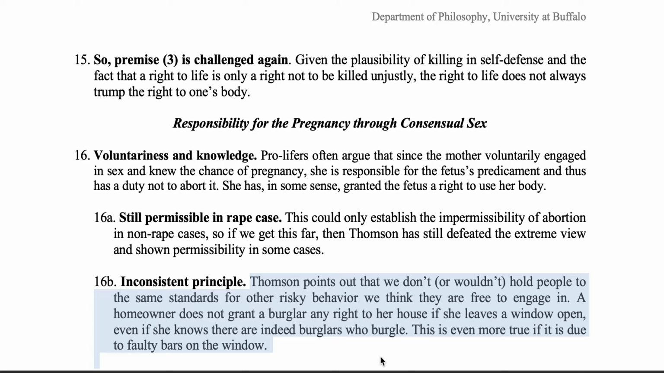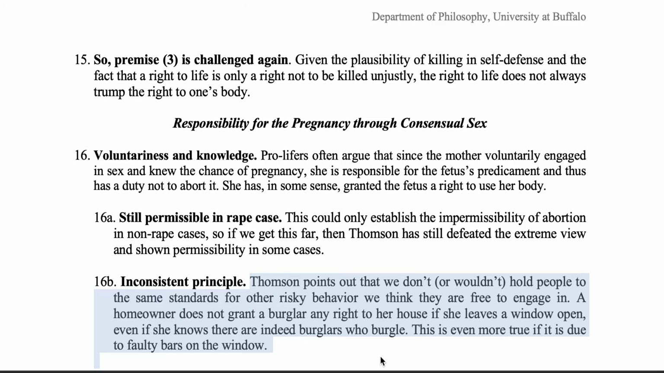She points out that, look, we would not hold people to the same standards for other risky behavior, right? So we don't say that we're handing over rights just because there's certain risky behavior. So for instance, imagine someone who leaves their window open and then a burglar comes in the window and takes their stuff or threatens their life. It's like, well, why'd you leave your window open? You know that there are burglars out there who burgle. You know, it's a possibility if you leave your window open. Maybe it's a small possibility, but you've engaged in some activity where even if it's a small chance, you know that there's some chance of a burglar coming into your backyard, coming through your open window, and taking your stuff.